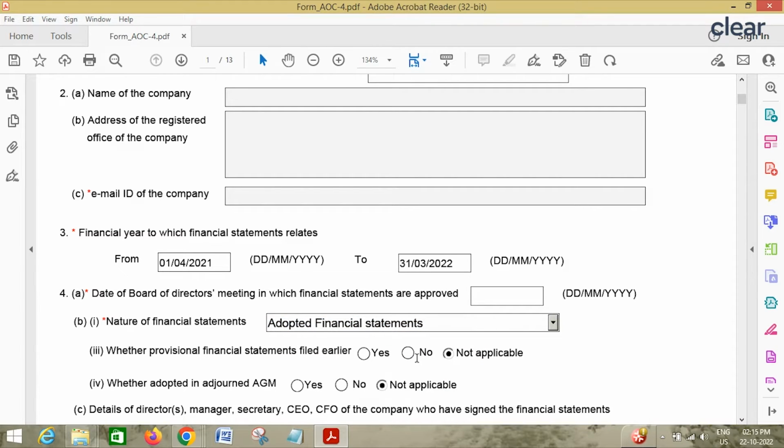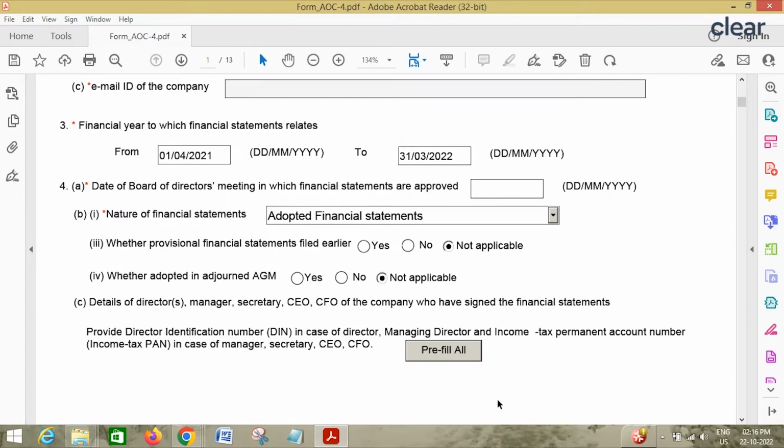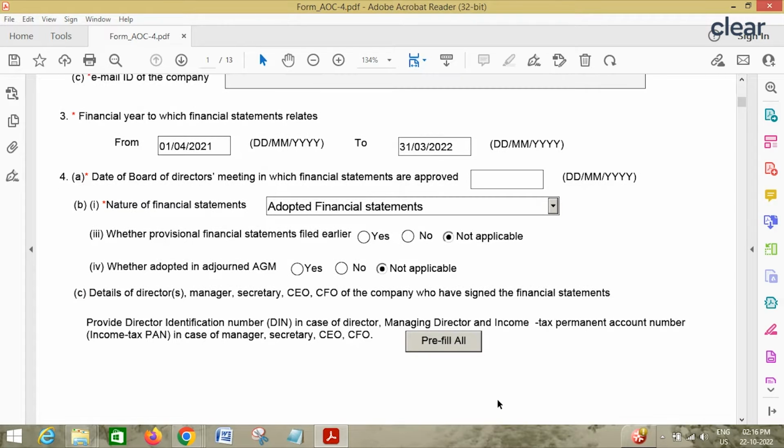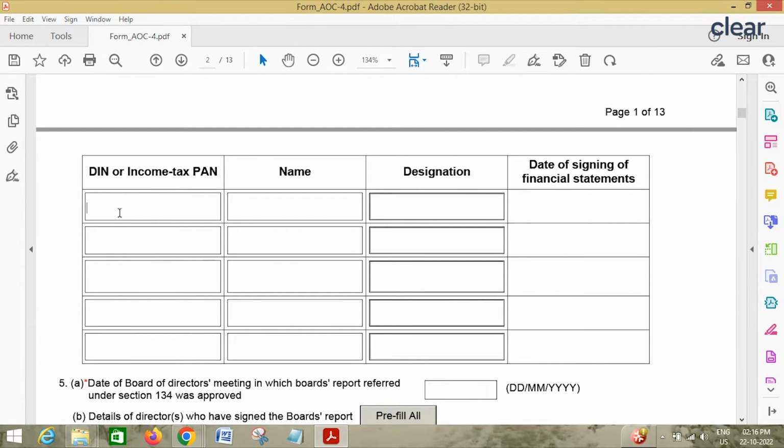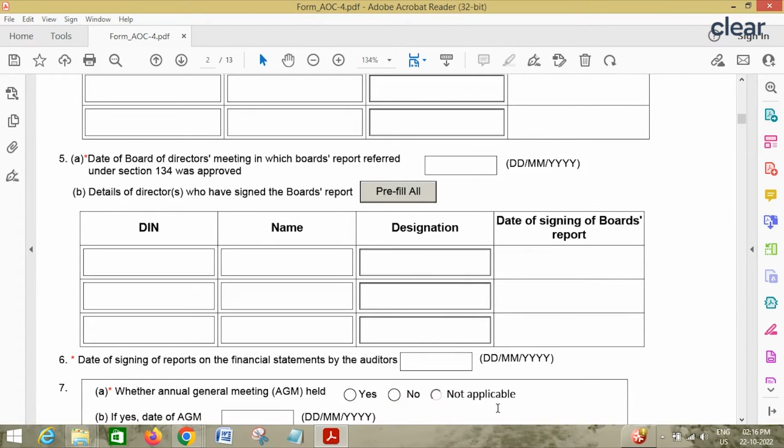Select whether provisional financial statements were filed earlier. Select whether they were adopted in the adjourned AGM. Next, enter the details of directors. Enter the DIN of the director and the date of signing of financial statements. You can use the pre-fill button to fill the name and designation of the directors. Enter the date of Board of Directors meeting in which the board's report was approved, and enter the details of the directors who have signed the board reports.